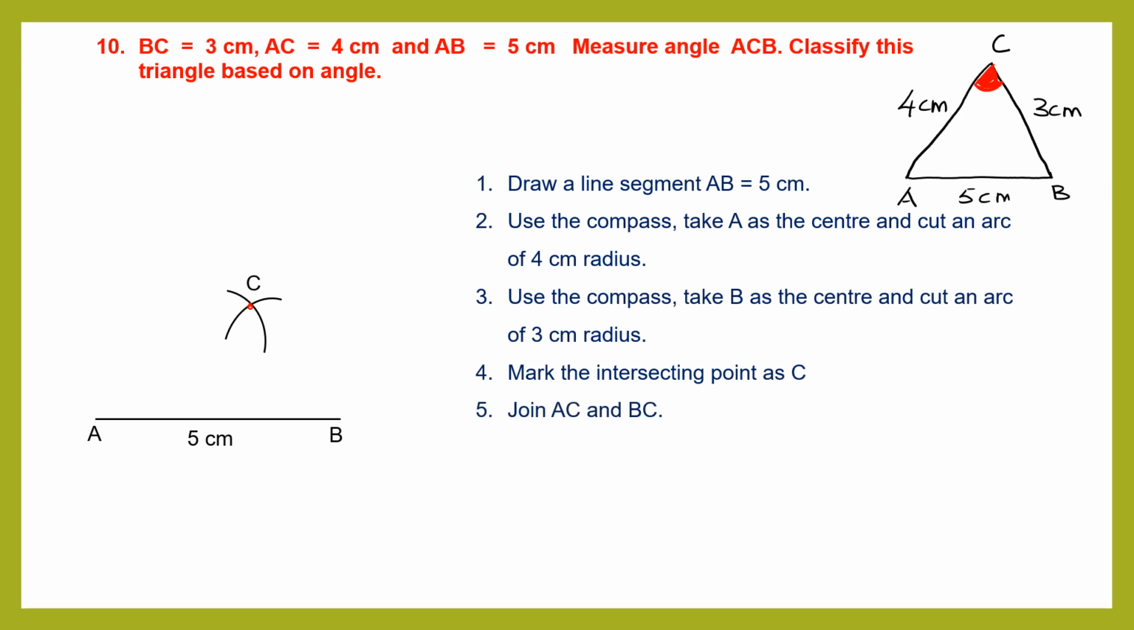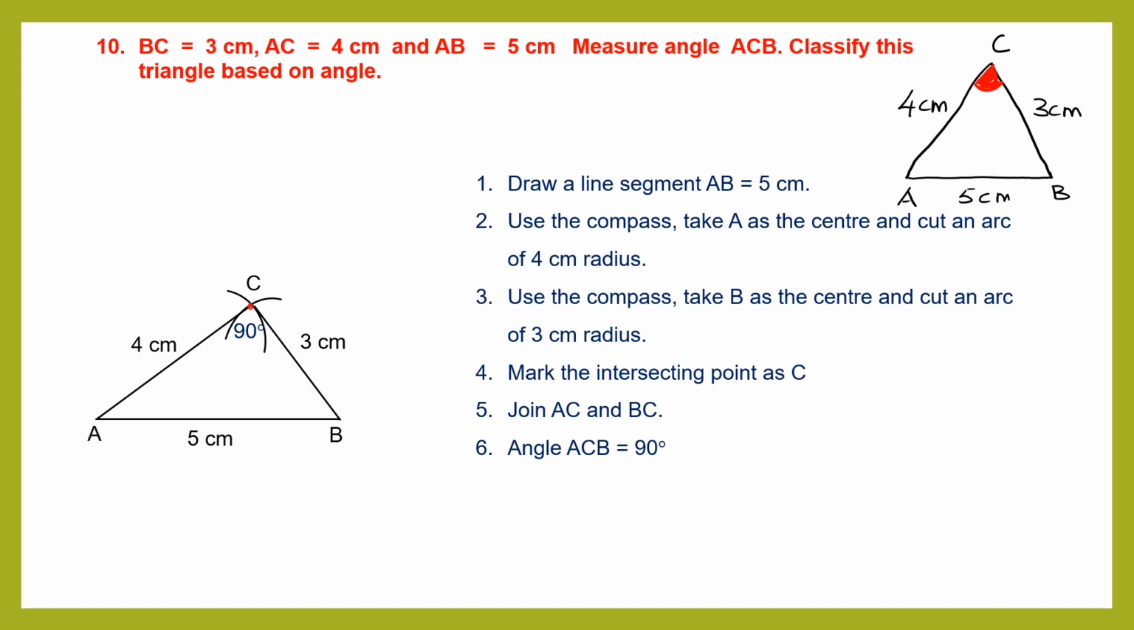Now join AC and BC. AC is 4 centimeters, BC is 3 centimeters. Now we've got a triangle. Now the question is, what kind of angle is angle C? So let's see, this is the angle that we are talking about, angle C. So let's see what kind of an angle it is. If you look carefully, you can see that it is a 90-degree angle. So angle ACB is 90 degrees.